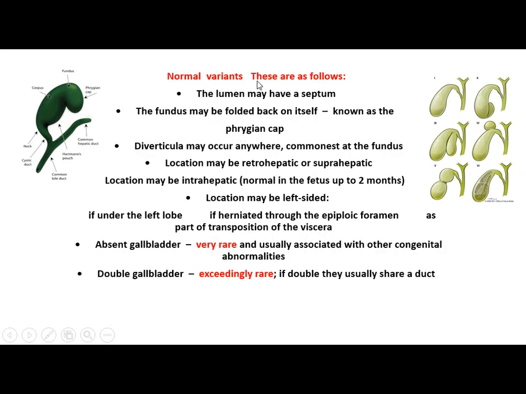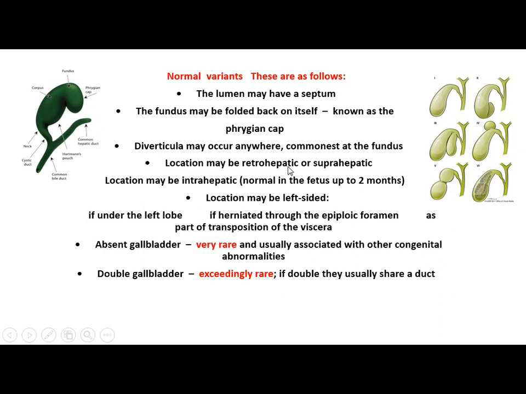Normal variants of the gallbladder: the lumen may have a septum, and the fundus may fold back on itself, forming what's called a Phrygian cap. Phrygian cap. See these Smurfs, yes, cap. Diverticula may be seen anywhere, commonly at the fundus.